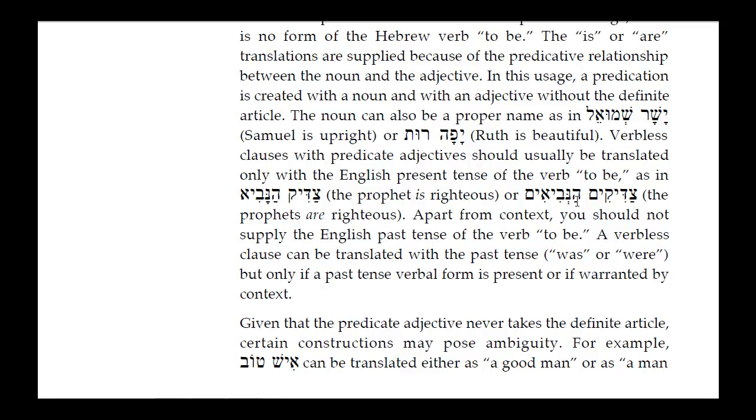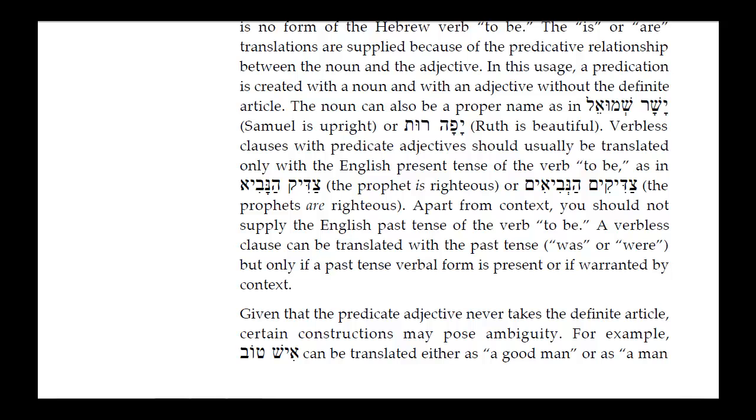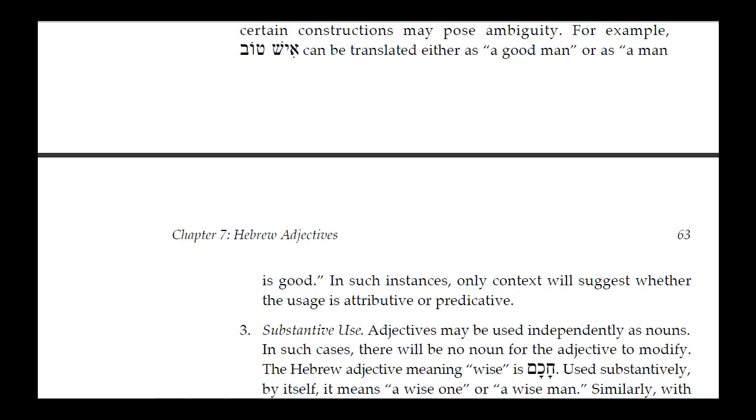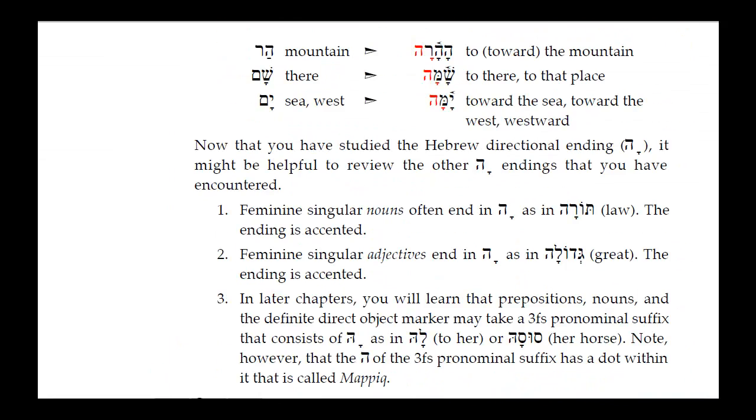But the main thing is recognizing that a predicate use of the adjective agrees with the noun it modifies in gender and number, but not in definiteness. That's the key aspect. So basically, given that the predicate adjective never takes a definite article, certain constructions may pose a little bit of ambiguity. For example, Ish Tov can be translated either a good man or a man is good. So you let the context dictate the difference here.